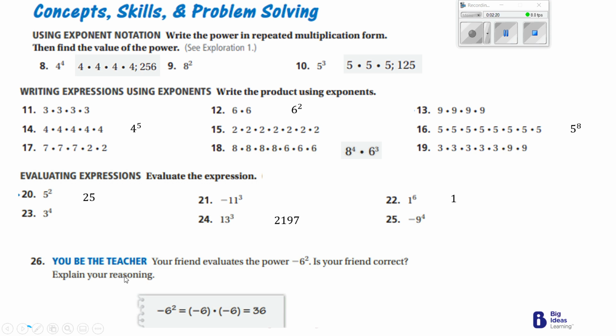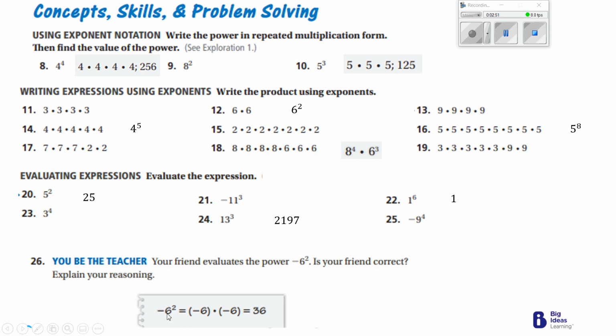Number 26 says you be the teacher. Your friend evaluates the power at negative 6 to the second power. Is your friend correct? Well, in your friend's example, it says negative 6 to the second power would equal negative 6 times negative 6, and that would be a negative times a negative, which would equal a positive. But this is incorrect. The only way that I would take the negative sign and use the power on it is if the negative 6 had parentheses around the negative and the 6.